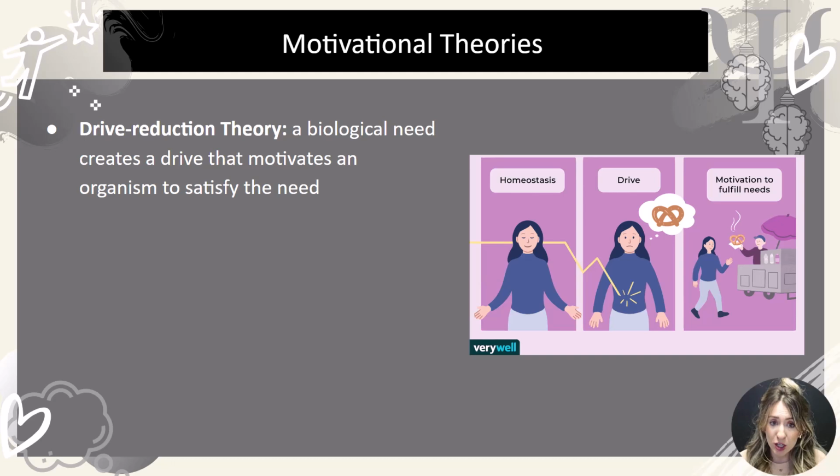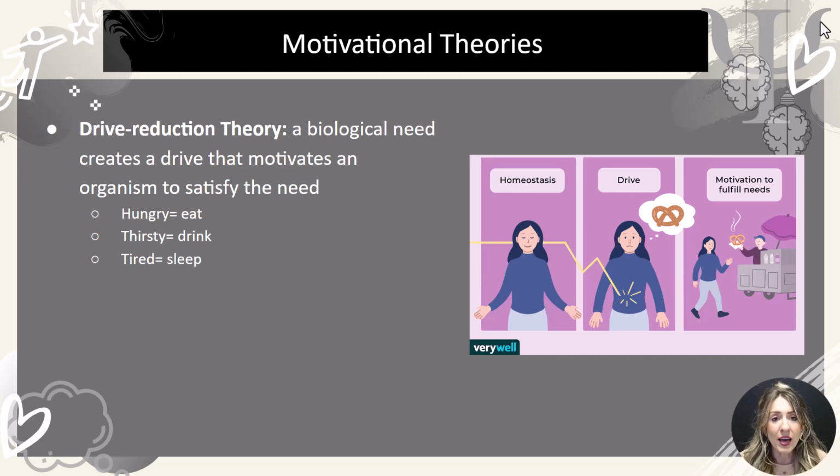So the next theory is drive reduction theory. Drive reduction theory is a biological theory, and it's the idea that we have a biological need. So we have needs that our body has, and those needs create a drive, and that drive motivates us to satisfy the need. At its easiest, you have a need for food, so the drive is hungry, and then what do you do? You eat, right? Or you have a biological need for hydration, so the drive is thirsty, and then you drink. Or you have a biological need for sleep, so the drive is that you get tired, and then the sleep is what fixes it, right?